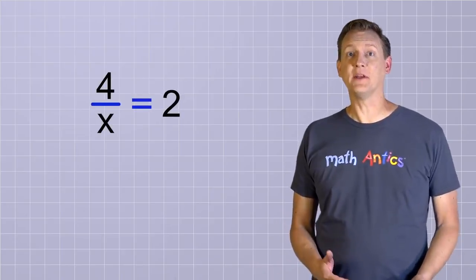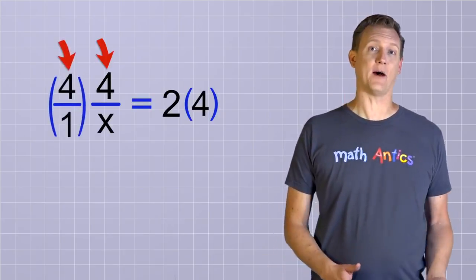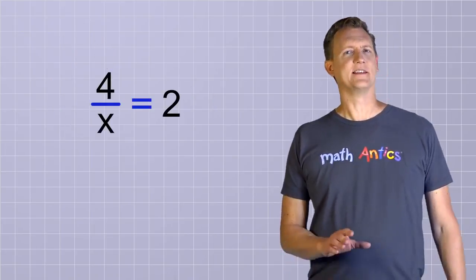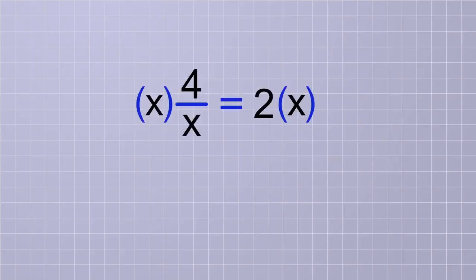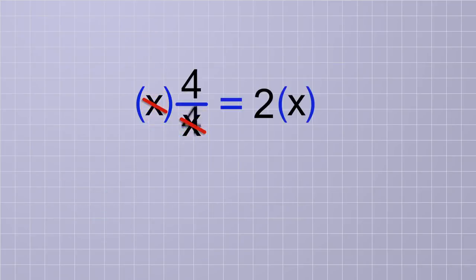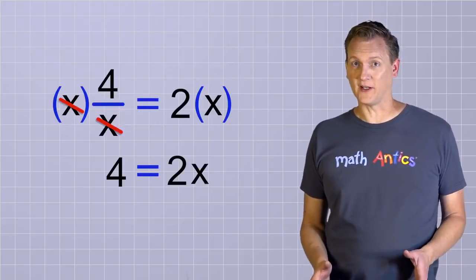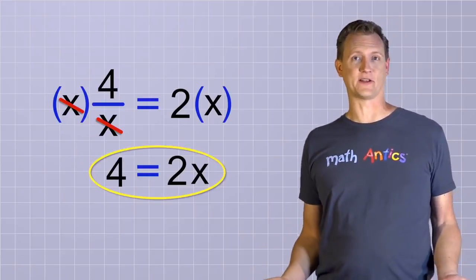Well, your first thought might be to multiply both sides by 4. But that won't help us here, because both of the 4's would be on top, so they wouldn't cancel each other out. Instead, what we need to do is multiply both sides by x. Watch what happens then. The x's on this side of the equation will cancel. Yep, you can cancel unknowns and variables exactly like you can regular numbers. That will leave us with just 4 on this side of the equation. And on the other side, we have 2 times x, or 2x. True, that didn't solve the equation, but it did get rid of the tricky x on the bottom, and it changed our equation into a problem that we already know how to solve.